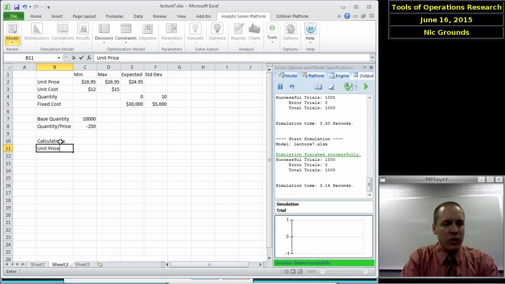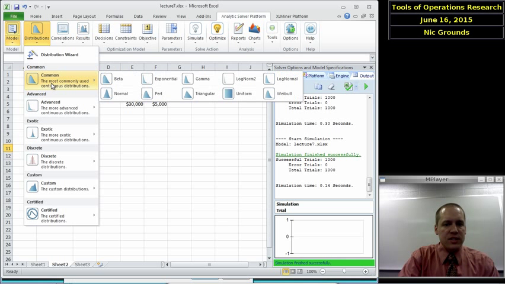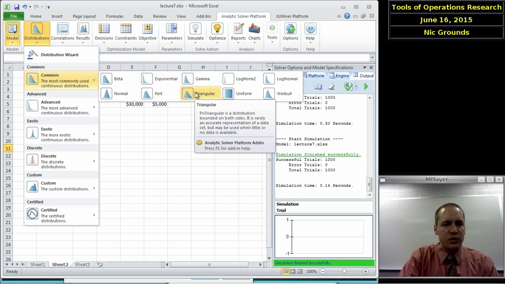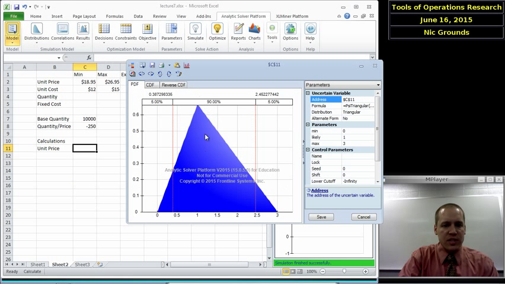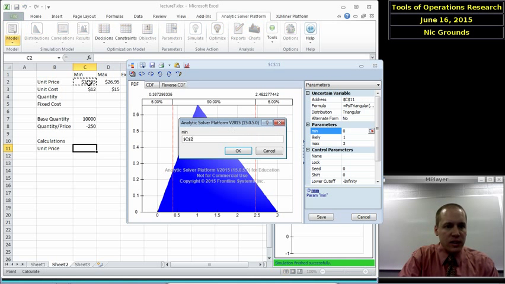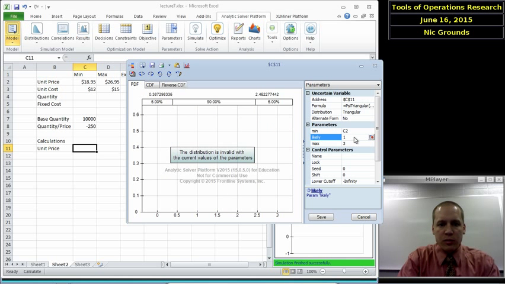So we'll call unit price. That's going to be a distribution. We said our price was a triangle distribution. So here I'll set triangular. You'll see it brings up a chart, looks very triangular, and the parameters over here to the right, there's a minimum, a maximum, and a likely value in between. So the minimum was here in C2, the likely value was in E2, and the maximum value was in D2.